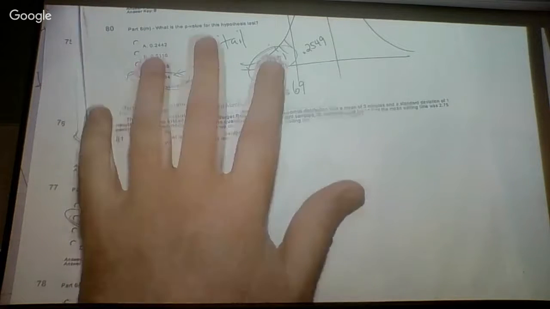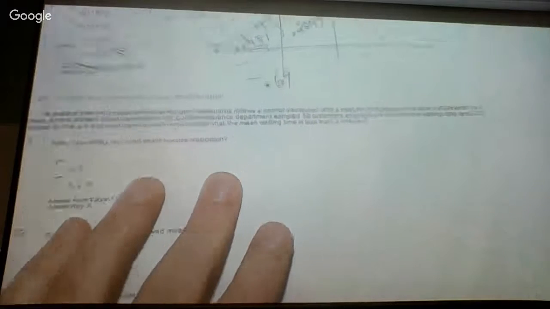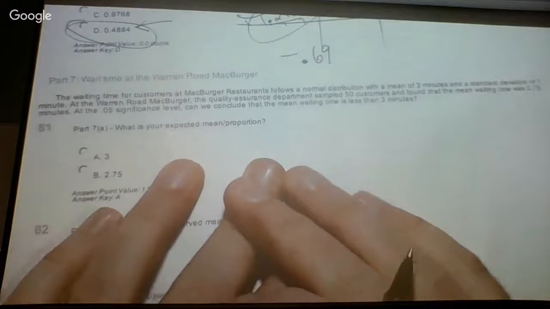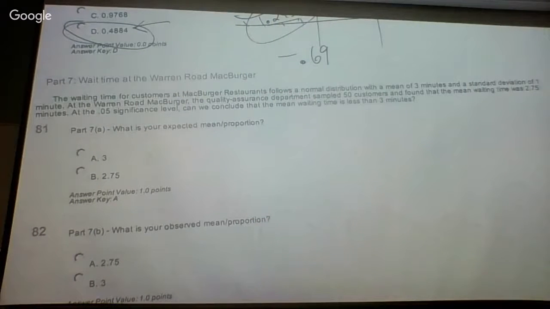The waiting time for customers at Mac Burger restaurants follows a normal distribution with a mean of 3 minutes and a standard deviation of 1. At the Warren Road Mac Burger, the quality assurance department sampled 50 customers and found that the mean waiting time was 2.75 minutes, otherwise known as 2 minutes and 45 seconds. If I had to wait 2 minutes and 45 seconds for a Mac Burger, I'd be fine, I think. At the 0.05 significance level, can we conclude that the mean waiting time is less than 3 minutes?